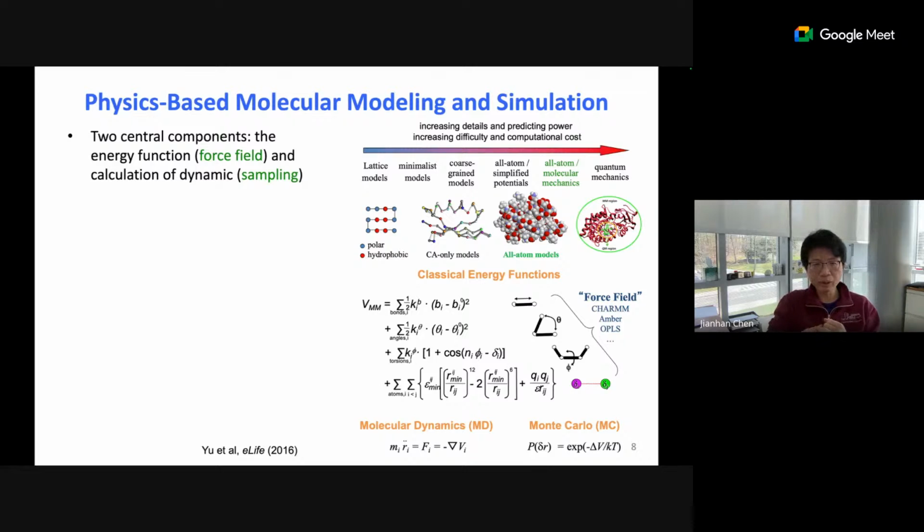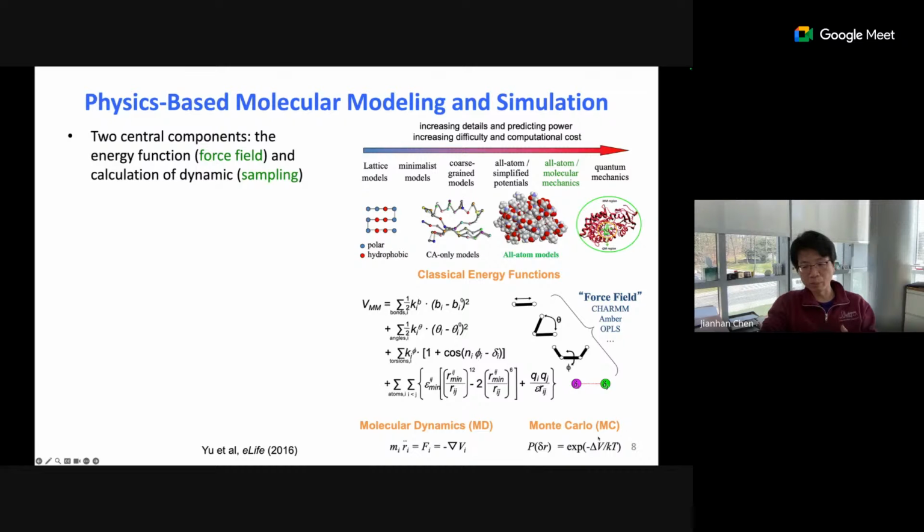So then, given how we can describe the energy of the state of the system, to simulate or mimic the dynamic fluctuation of the system there are usually two major approaches. One is called molecular dynamics. Essentially, we just solve Newton's equation of motion. Given the force, we can calculate acceleration. Based on acceleration, we can predict how the velocity is going to change. Based on the velocity, we can predict how the position of each atom is going to change. So it's a really standard approach.